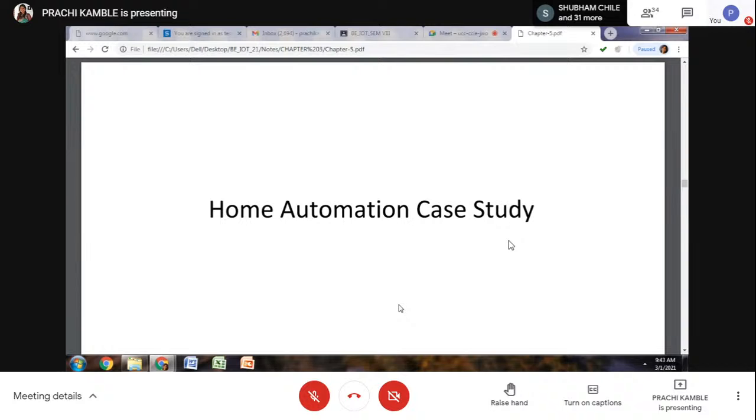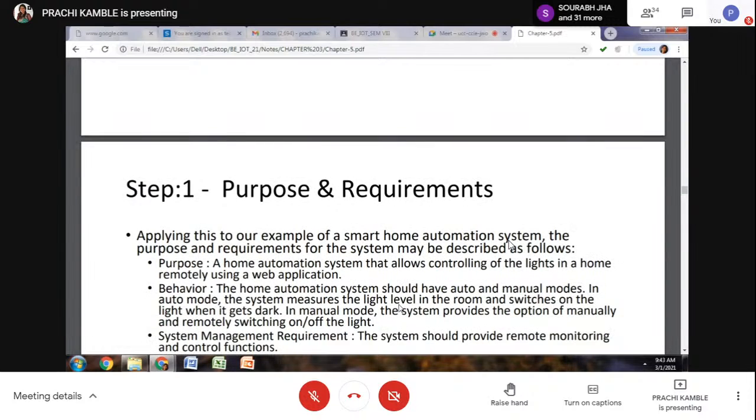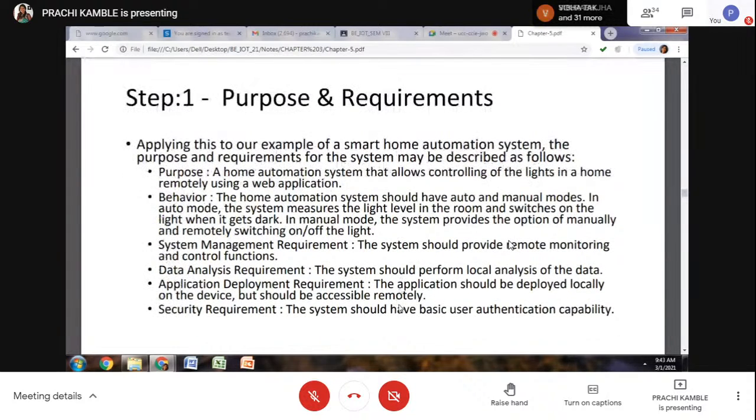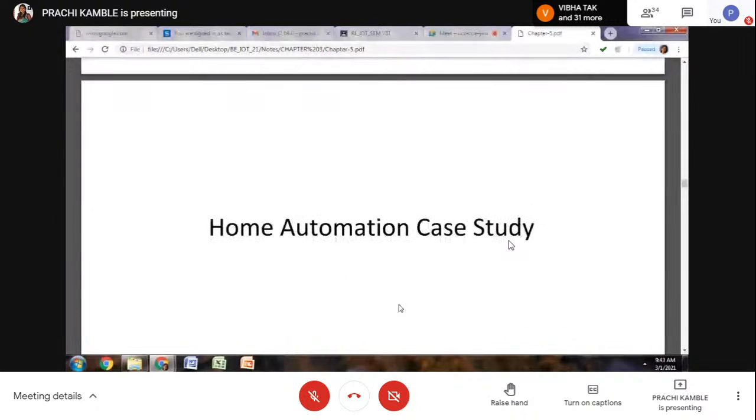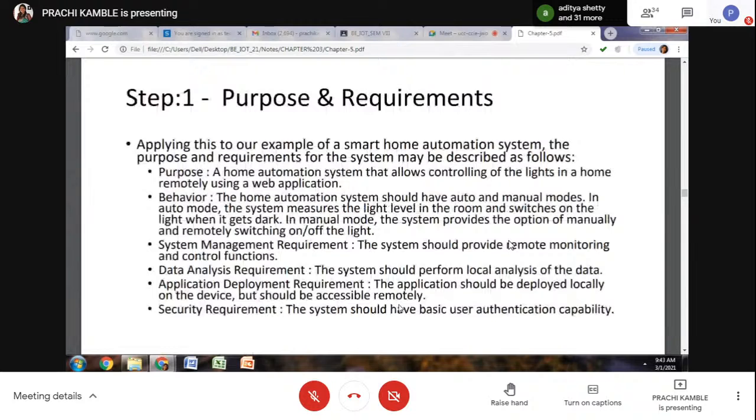So let's take an example of a home automation case study. So here, let's start with the design methodology for home automation. So let's start with the purpose and the requirement.